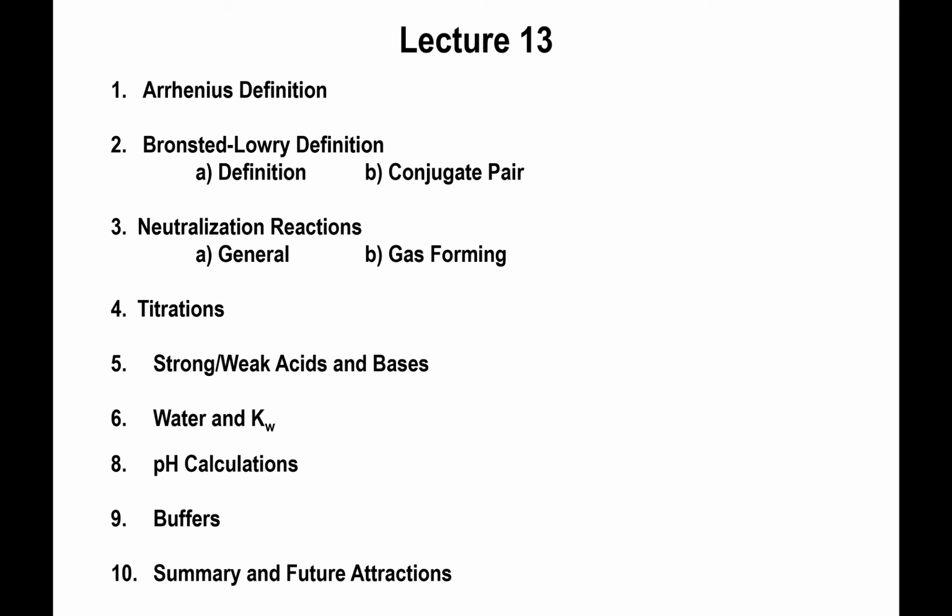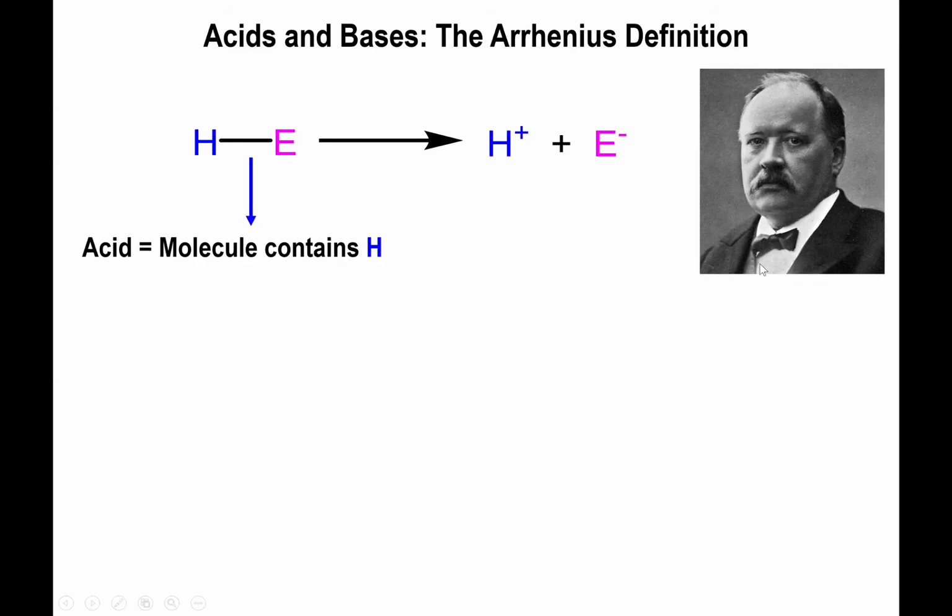Alright, let's talk about acids and bases. We're going to start with the basic definition that Arrhenius came up with. And Arrhenius, shown here on the upper right corner, basically described a substance as being an acid if it did contain an H. Specifically, when you look at the molecular formula, the H appears first, followed by something else. So the fact that the molecule had an H is what made it potentially an acid.